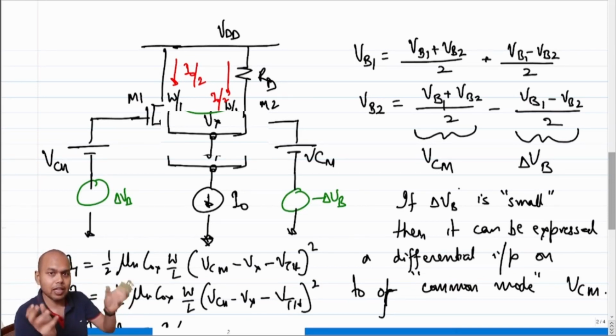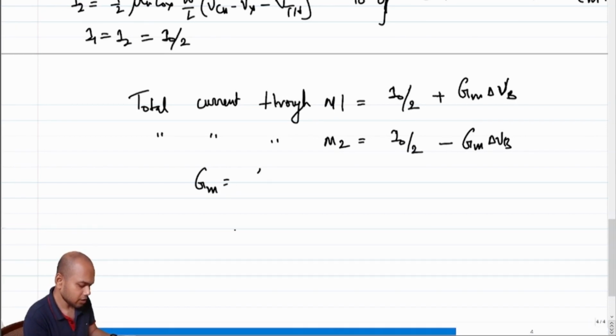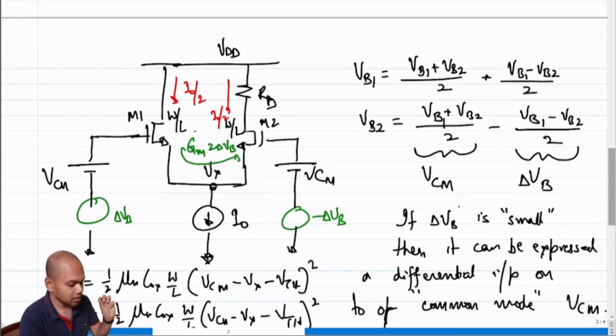And how much will be that more and less? If we can apply small signal approximation, then that will be GM times delta VB. Okay, and what is GM? GM was GM1 GM2 by GM1 plus GM2. But what is GM1 and GM2 now? GM1 and GM2 are quiescent transconductance of M1 and M2, evaluated under what condition? Evaluated under the condition that both of them have currents of I naught by 2.